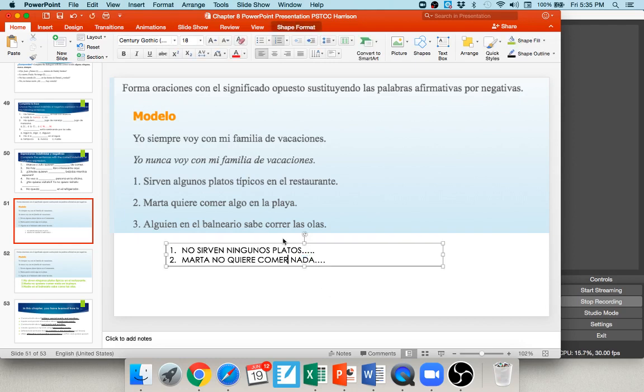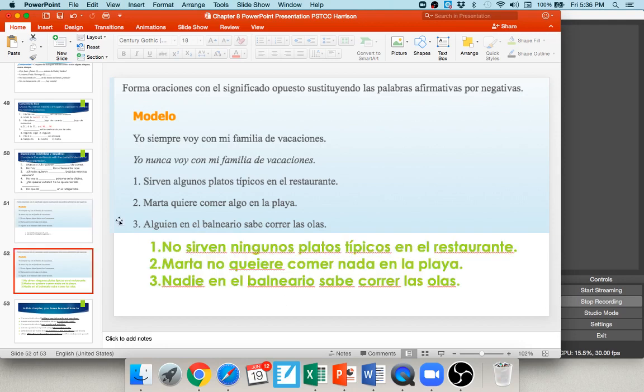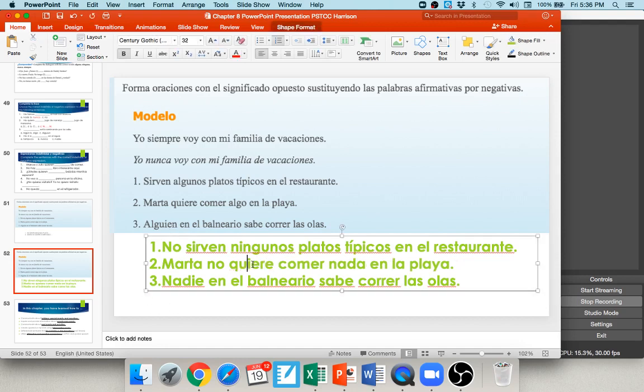Okay, I want you to pause your audio and give number three a try for me where it says, alguien en el balneario sabe correr las olas. Take a moment, pause your audio, and give this one a try. All right, now that you've had a second to try, instead of saying someone en el balneario sabe correr las olas, we want to say no one there knows. So we just need to change alguien, someone, to nadie, no one. Pretty easy there, okay?